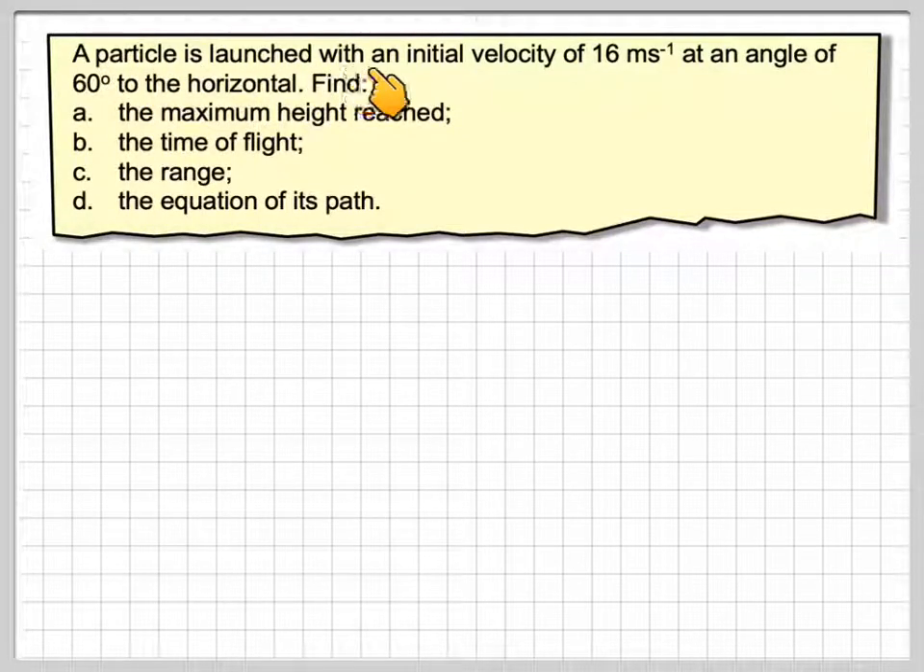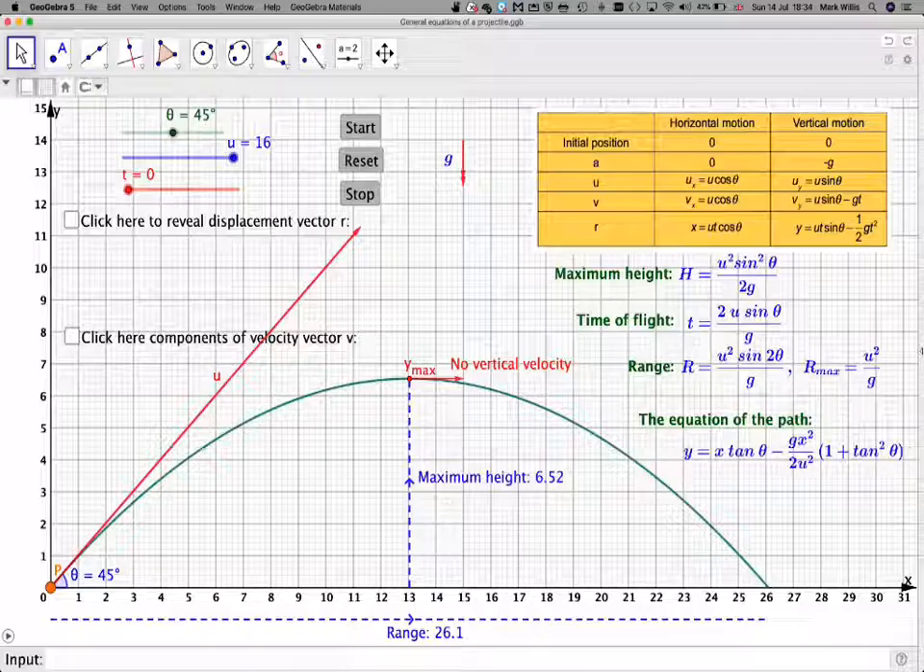A particle is launched with initial velocity of 16 meters per second at an angle of 60 degrees to the horizontal. Find A, the maximum height reached, B, the time of flight, C, the range, and D, the equation of its path. Now, to help us do this, I've got this GeoGebra applet here.